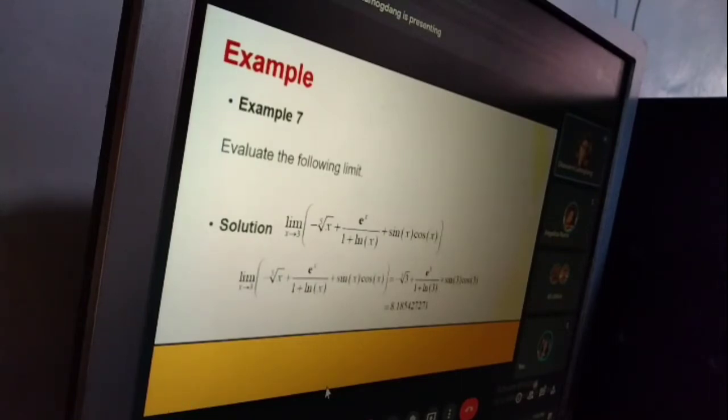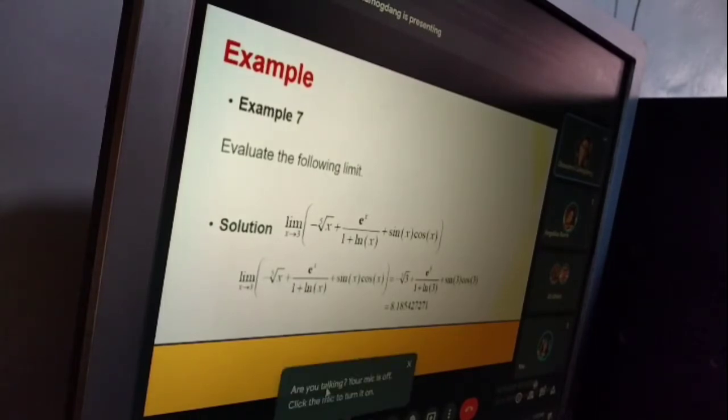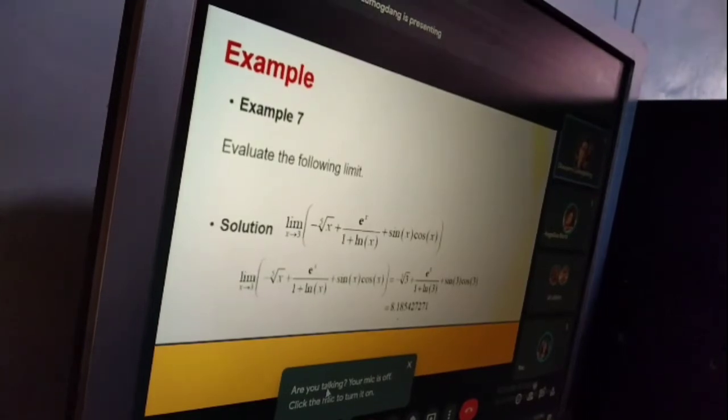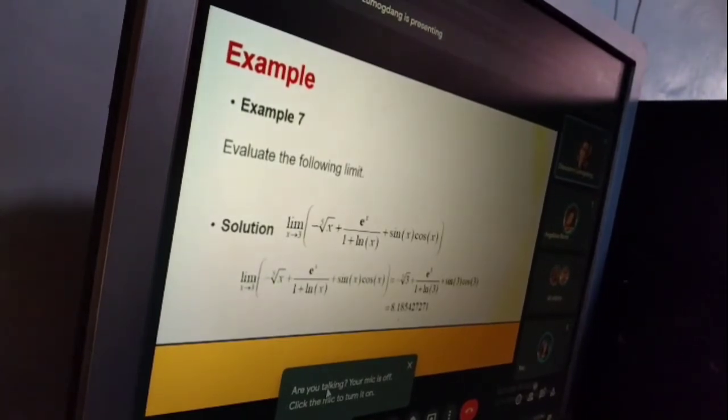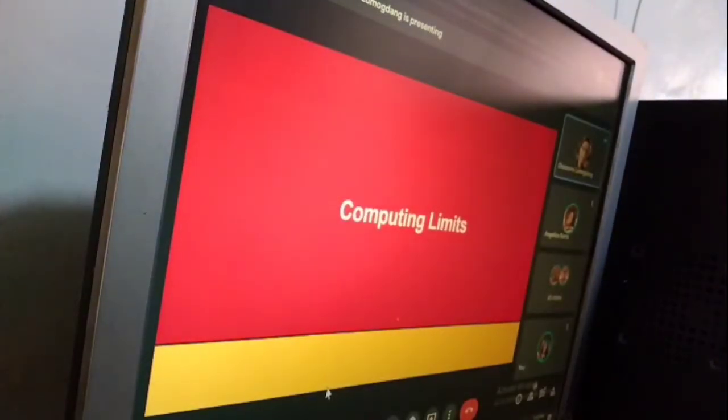Evaluate the following limit. The limit of the negative fifth root of x plus e raised to x over 1 plus ln of x plus sin x cosine x as x approaches 3. So in this case, this is the given. And then substitute lang natin. Negative fifth root of 3 plus e raised to 3 over 1 plus ln of 3 plus sin 3 cosine 3. So if you're going to have your calculator, just plug in and then you have this computed value for the limits. Questions, example 7? Wala. Okay.